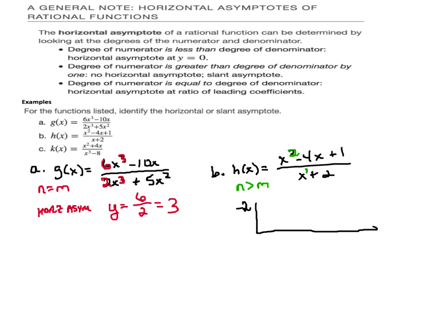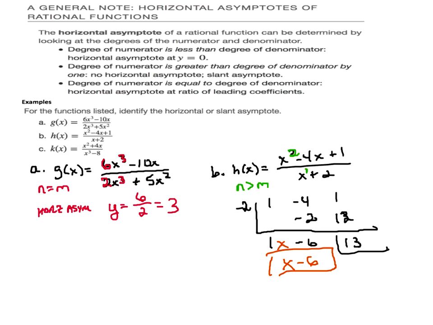So I am going to do synthetic division here. Notice it's a -2 that I'm dividing by, because that's x minus -2 in the denominator. And my coefficients are 1, -4, and 1. I bring down, multiply, write my result. Combine down, multiply, write my result. Combine down. I have a remainder. So my slant asymptote lives at x minus 6. It's that line. This is a slant asymptote.